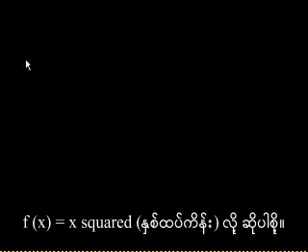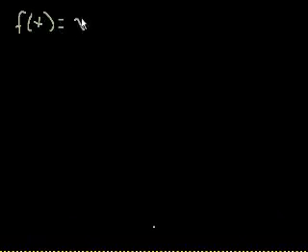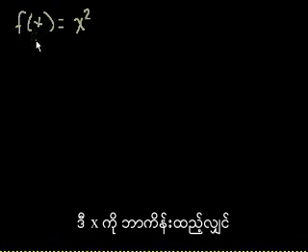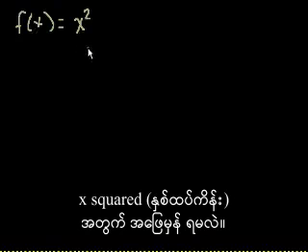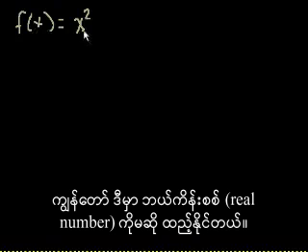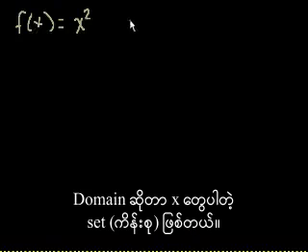So let's start with some examples. Let's say I had f of x is equal to x squared. So let me ask you a question. What values of x can I put in here so I get a valid answer for x squared? Well, I can really put anything in here, right? Any real number.